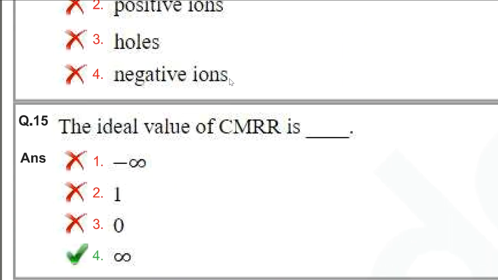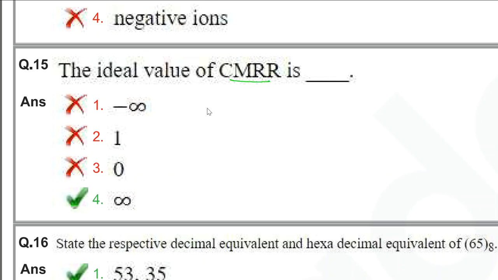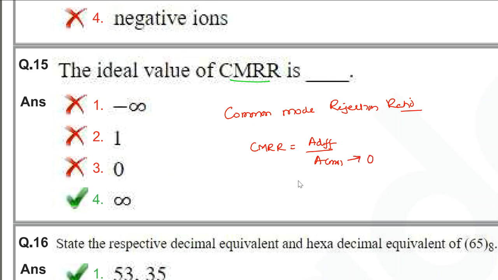Next one, the ideal value of CMRR. So what is the CMRR? CMRR is nothing but common mode rejection ratio. It can be defined as CMRR equal to differential gain divided by common mode gain. Generally, for an ideal op amp, the common mode gain will be 0. So CMRR will be infinity. So the answer will be infinity here.